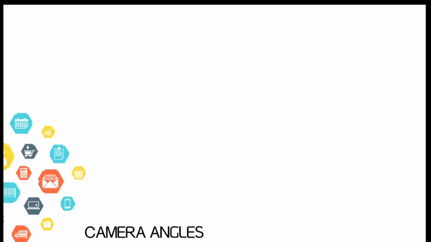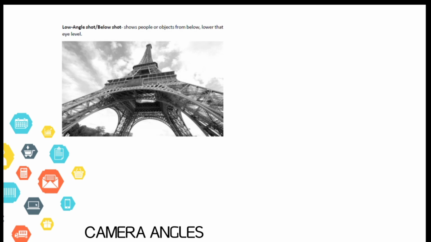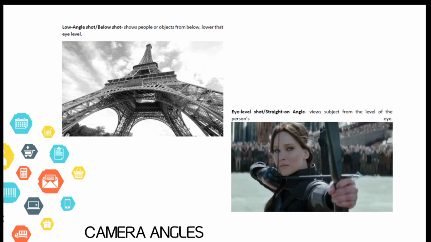So, in the contrary, kung may high, syempre meron tayong low angle shot or yung below shot na tinatawag. So, it shows people or objects from below, lower than the eye level. So, kung may high and low, syempre meron dapat sa gitna, which is the eye level shot o yung straight on angle. These are the views of the subject from the level of the person's eye. Kumbaga parang eye level lang yung angulo ng camera para mas ma-emphasize yung ginagawa ng ating character. Katulad niyan, that is a scene from Hunger Games. Okay, that is Katniss Everdeen.